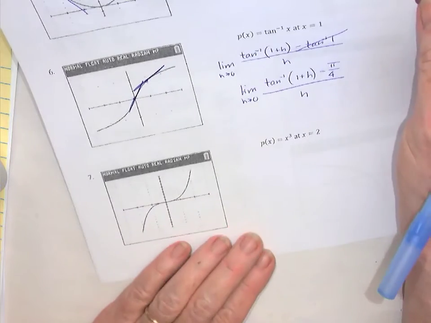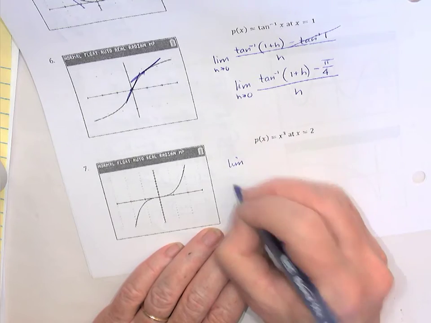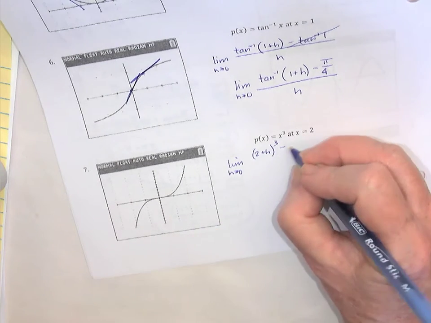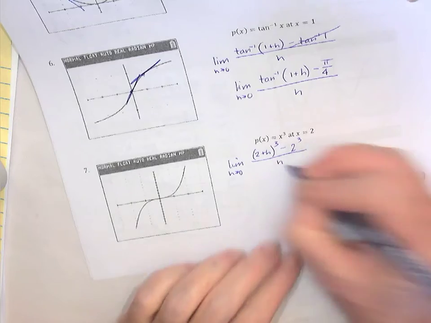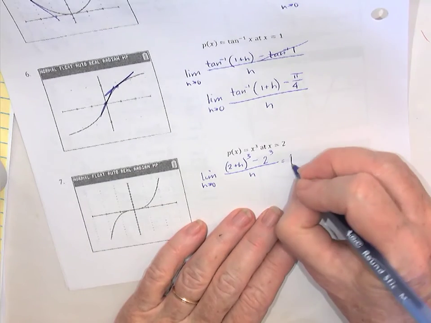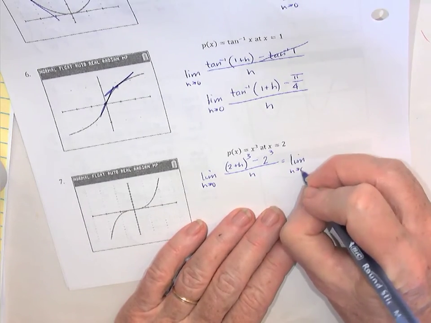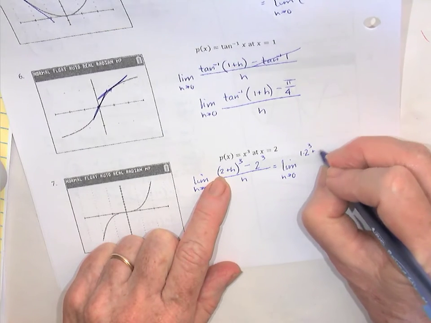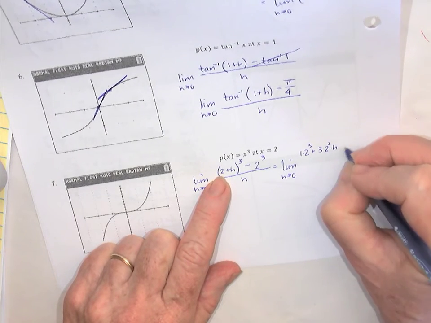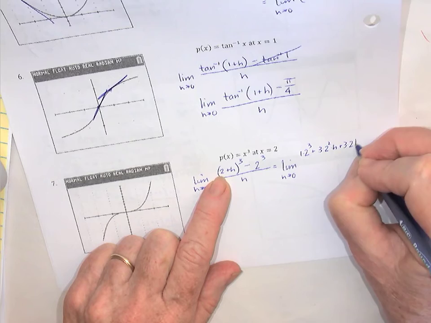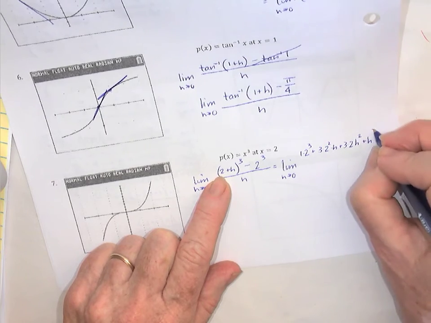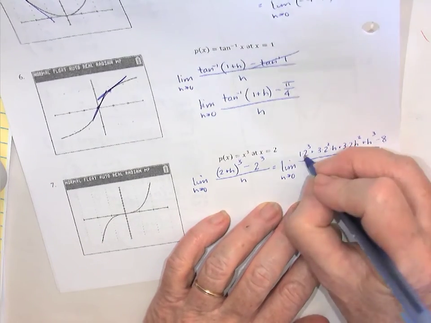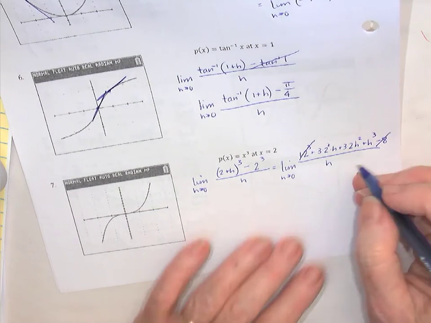For question 7, however, we're looking for the limit as h approaches 0 of (2 plus h) cubed minus 2 cubed all over h. And again, this is something that, if you remember Pascal's triangle or the binomial theorem, I know this is going to be 1 times 2 to the third, plus 3 times 2 squared times h, plus 3 times 2 times h squared, plus h cubed, and then we'll have minus 8 all over h. 1 times 2 to the third, that's really an 8, so that cancels out.